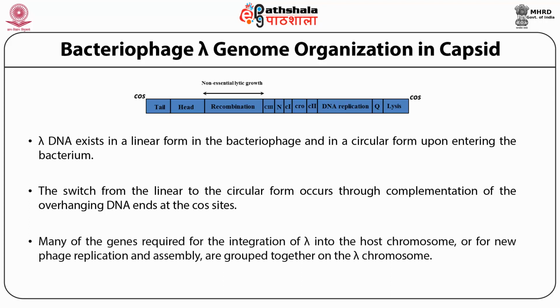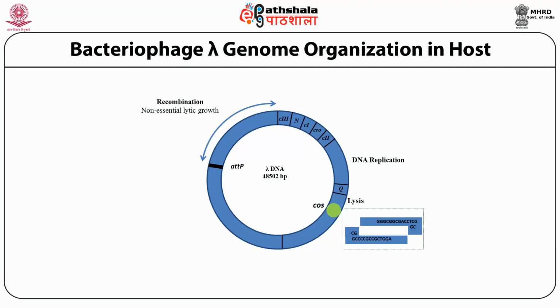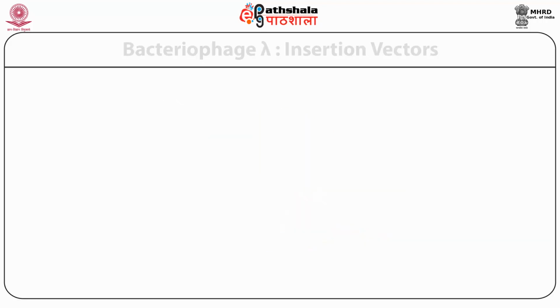Many of the genes required for the integration of lambda into the host chromosome, or for new phage replication and assembly, are grouped together on the lambda chromosome. This is the circular form of lambda in the host cell. After entering the host cell, it gets circularized so that lambda can start replication in a rolling circle manner. Here in the figure, the cos site is shown with its complementary sequence.